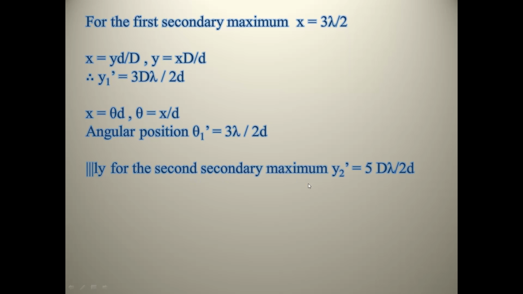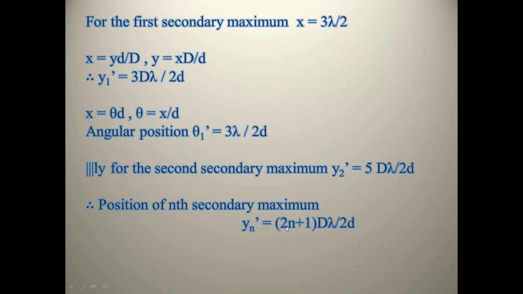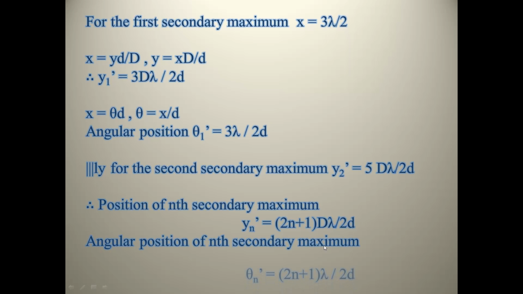Similarly, for the second secondary maximum, the distance of the point y2' is equal to 5/2 Dλ/d. So the position of the nth secondary maximum is given by yn' = (2n+1)Dλ/2d. And the angular position of the nth secondary maximum is θn' = (2n+1)λ/2d. The angular position is independent of capital D.